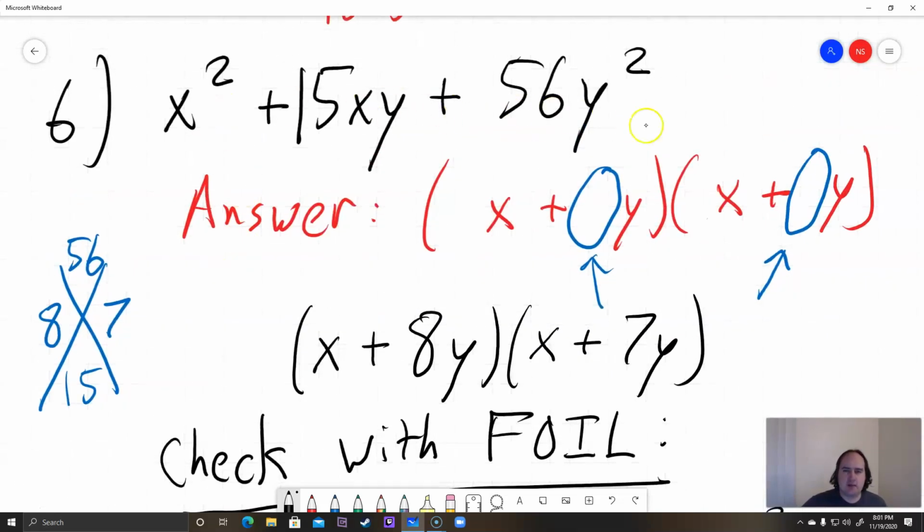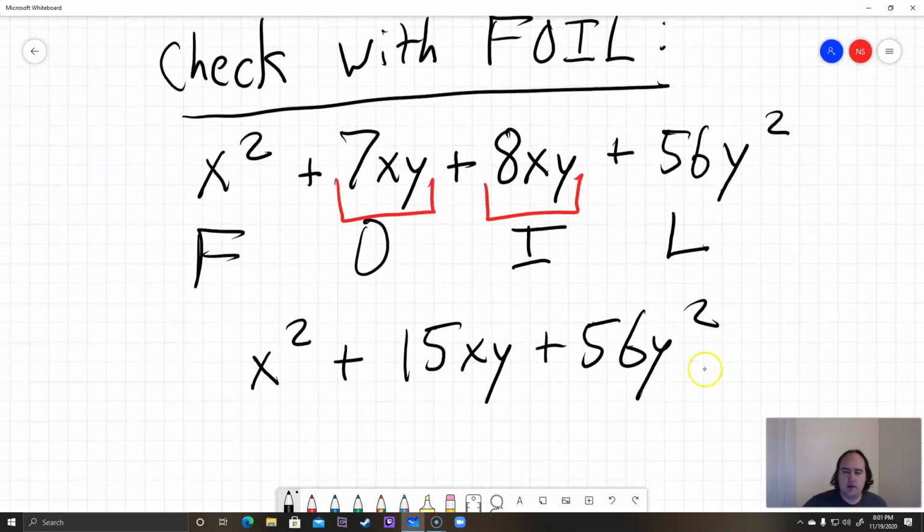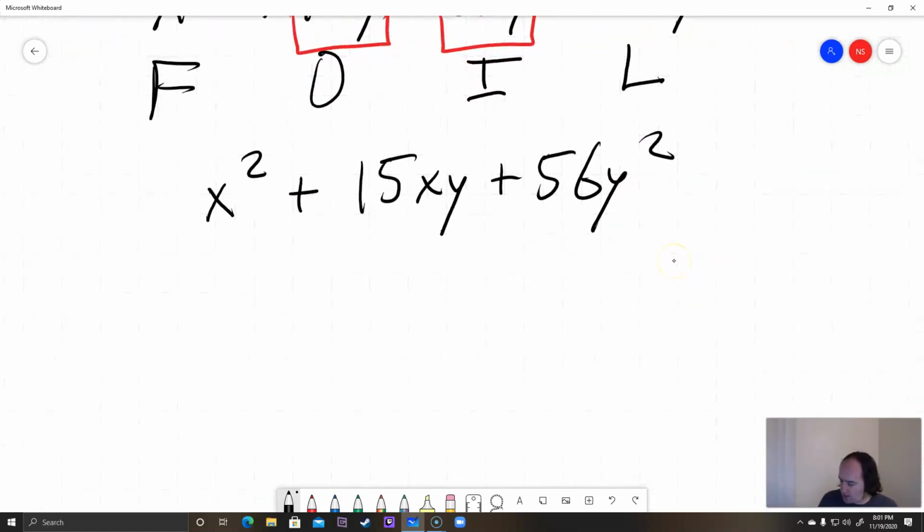We started with the same polynomial here. Okay, so because it's the same one we started with, that checks out. So that means we factored it right. And you can actually use this on any problem. Once you get to your answer, you can multiply it out with FOIL and see if you get the same as your original polynomial that you started with.